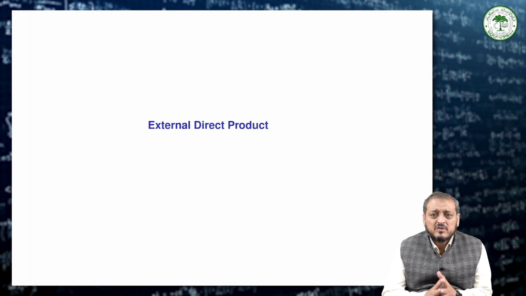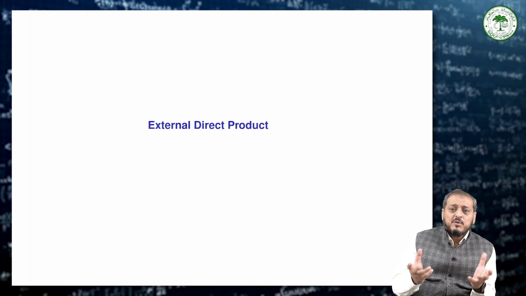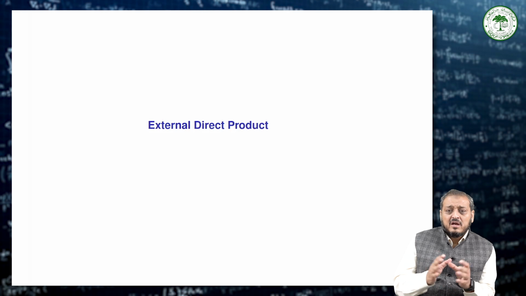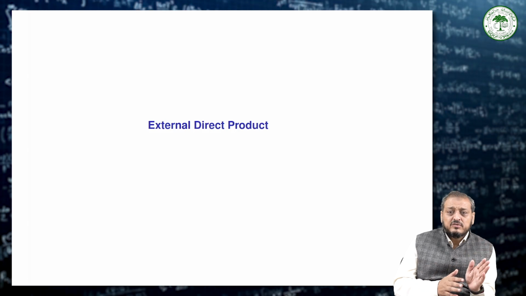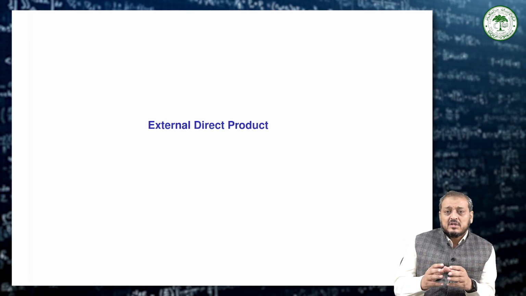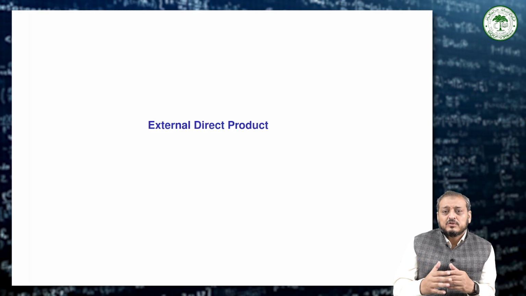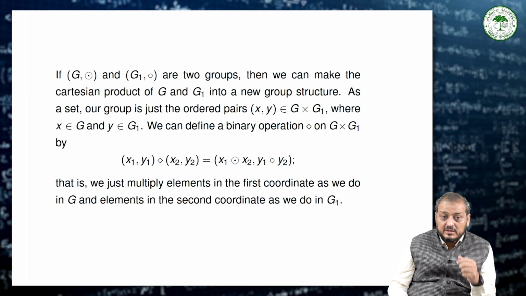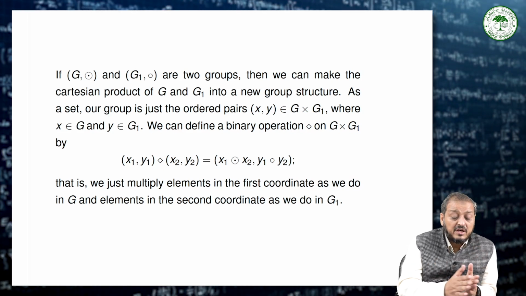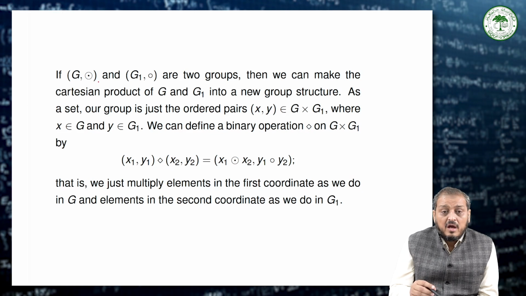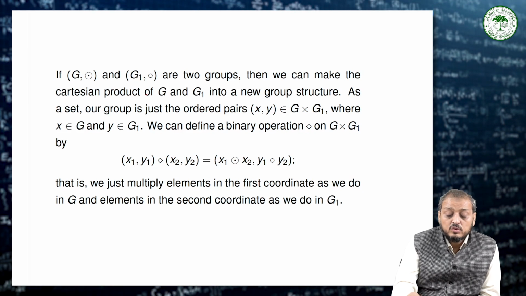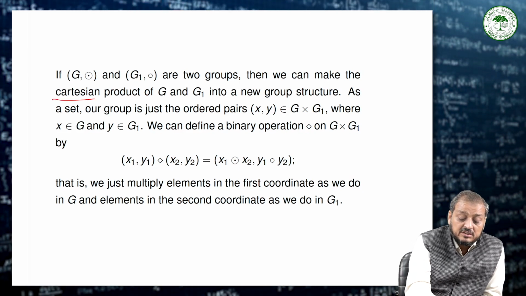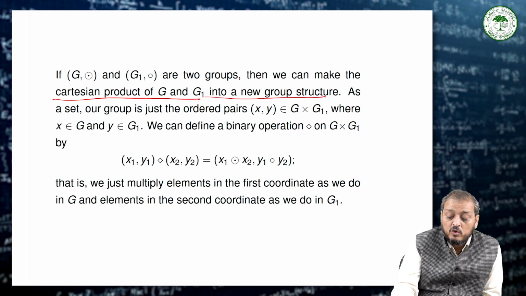If we take two groups G and G1, we take the direct Cartesian product of these two groups, and under a binary operation, this Cartesian product again forms a group. That group is called the external direct product. So I just said that if we have G under the binary operation circle, and G1 is also a group, then we make a Cartesian product of G and G1 into a new group structure.